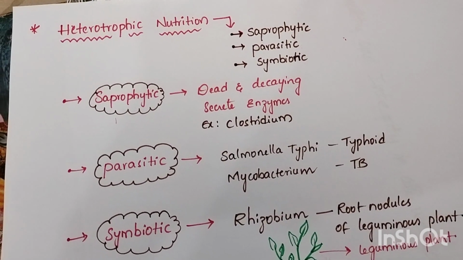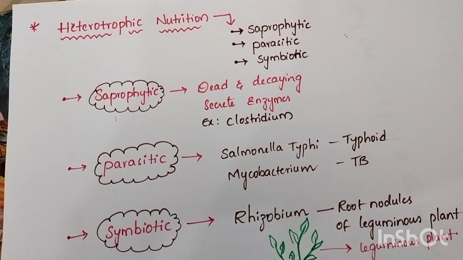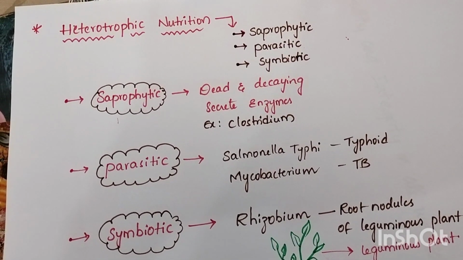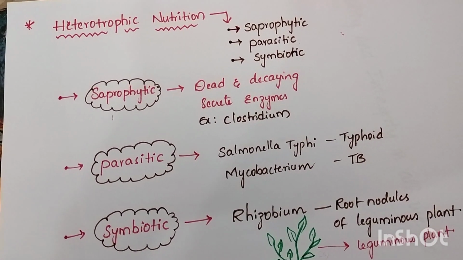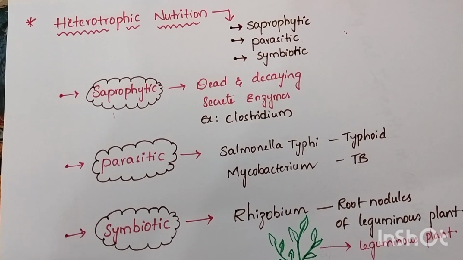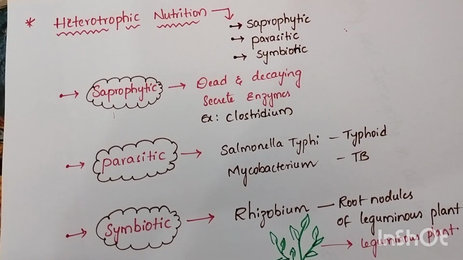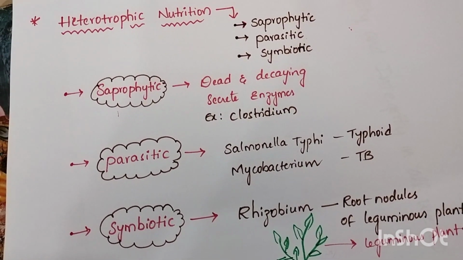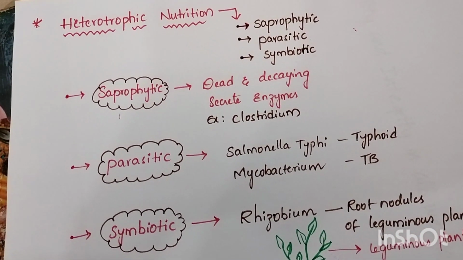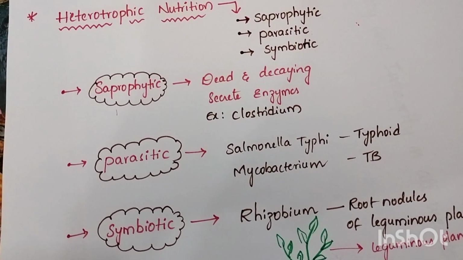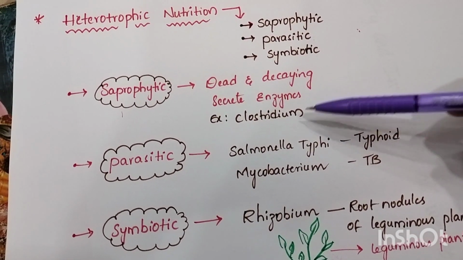They go to that body and they release some type of enzymes. So they secrete some enzymes. Those enzymes will break down that complex structure into simple molecules. Once that complex structure is broken down into simple things, then the simple molecules are absorbed by the saprophytic bacteria. So this is what saprophytic bacteria do. An example of saprophytic bacteria is Clostridium.